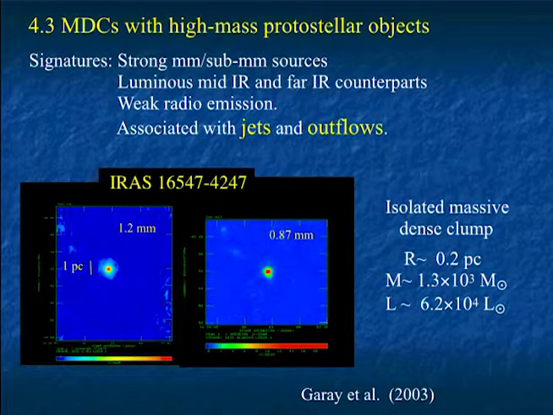I'll give a nice example, the source IRAS 16547. Here you have a map of the mass, if you want, at 1.2 millimeter and 0.87 millimeter. While isolated, 1 parsec. Well, in fact, the size is 0.2 parsec. Mass is about 1,000 solar masses, quite luminous, 6 × 10⁴ solar luminosities. And again, the radio emission is not at the level that you expect for this luminosity. It's about 5 milliJanskys, while you would expect about 100 milliJanskys if it were a normal O star there.